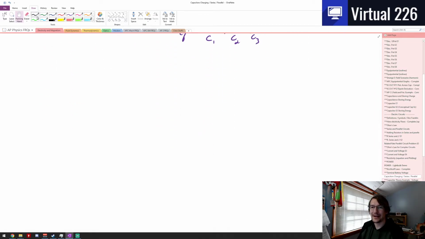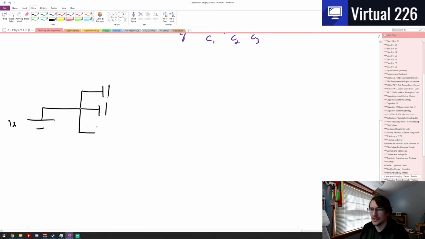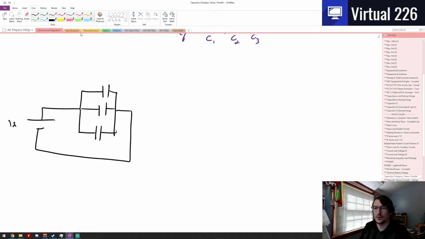If we look at a parallel setup, things are a little different. In a parallel setup, so here's our 12 volt battery again, what's going to happen is the charges will not be equal on each capacitor. So if I've got C1, this is C2, and then this is C3, what's going to happen is I'm going to have a charge come out, some positive charge. It's going to run along as the current, and then it's going to make a choice.